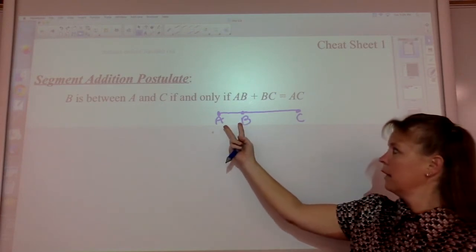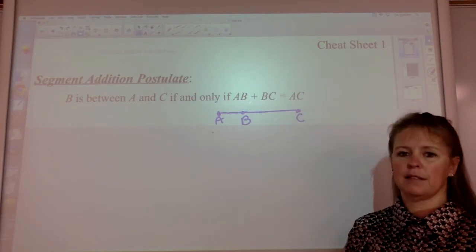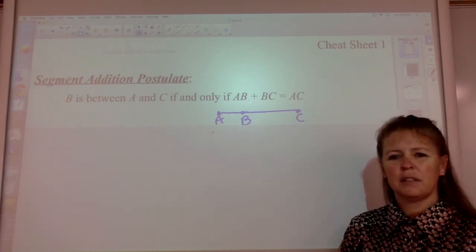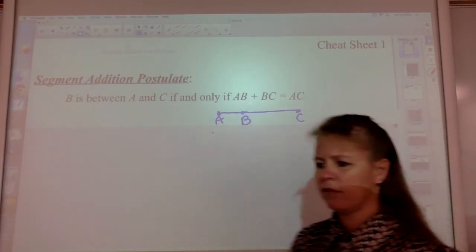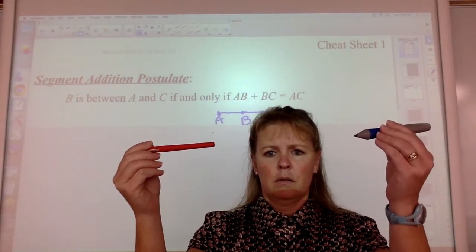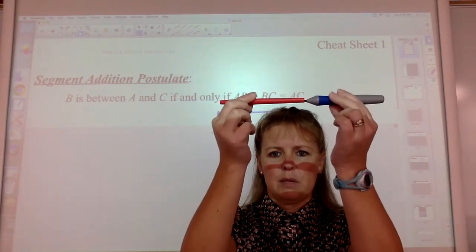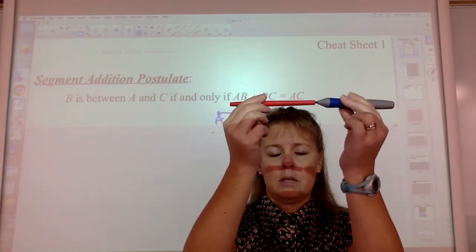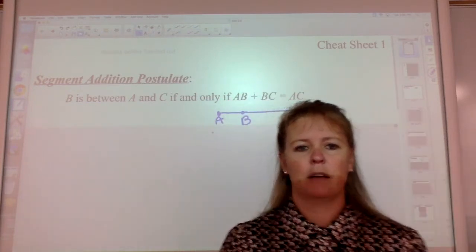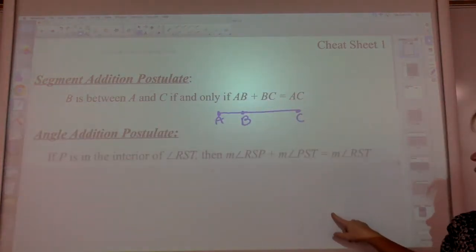That means little segment plus little segment equals big segment altogether. Kind of common sense or obvious. If I have 2 segments, little segment, bigger segment, and I put them together, you make one big segment. AB plus BC equals AC. That's all they're saying. Same idea with the angle addition postulate.